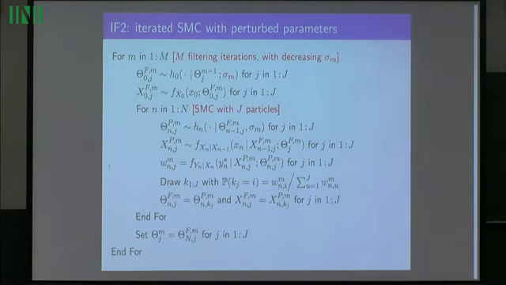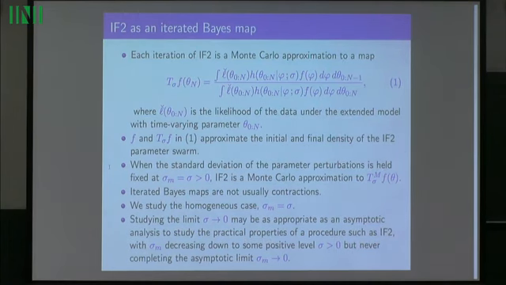Here's the pseudocode for the actual algorithm, which is one of these things where it's relatively simple if you know what sequential Monte Carlo is. If you don't, it's probably more than I can do in a minute or two. So you have some iteration going around the outside. In the inside, you do sequential Monte Carlo with parameter perturbations, and that's really all it is. So by sequential Monte Carlo standards, it's a simple algorithm.